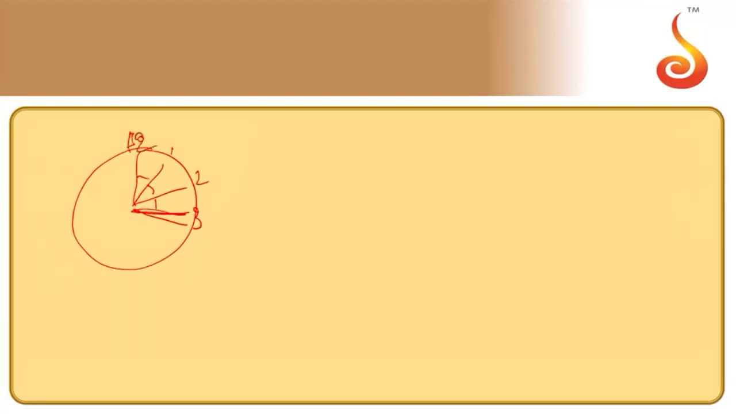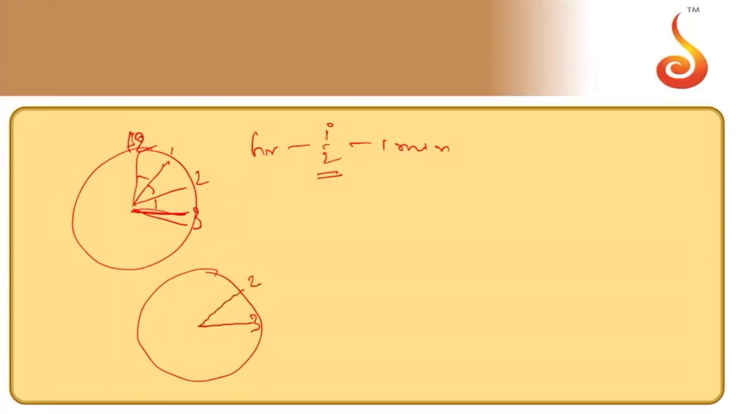You know that the hour hand moves half a degree in 1 minute. In 1 minute it moves half a degree. If that is the case, we require the angle between the minute hand and the hour hand. The minute hand is at the number 3, whereas the hour hand is not at 2, but slightly towards 3.